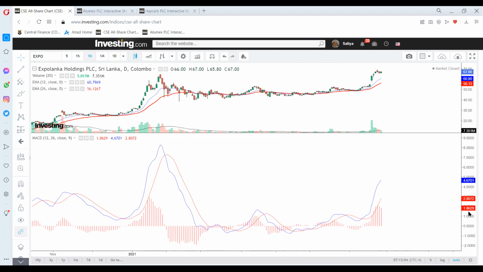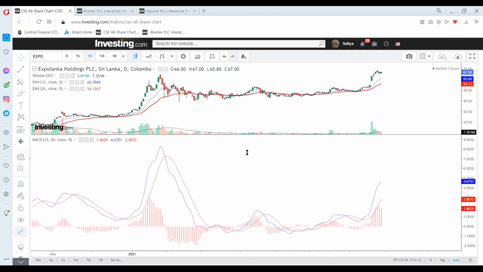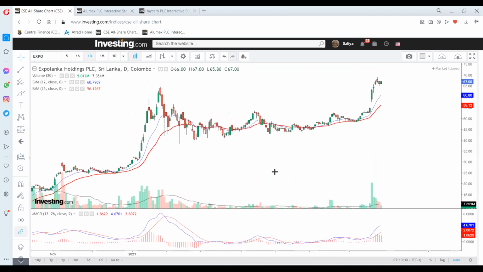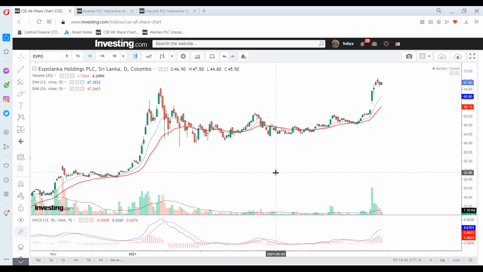Other thing is the histogram bar value. Now the histogram bar value is the subtraction of 1.8629, which is the signal line's value, from the MACD, which is 4.6701. 4.6701 minus 1.8629 will give you 2.8072. That's how you arrive at those values, right? So that's a basic thing that we need to understand when we are looking at the MACD indicator.